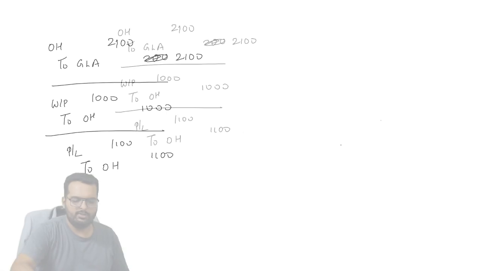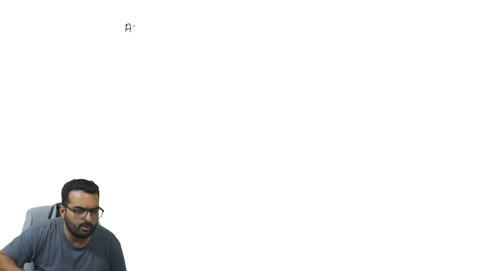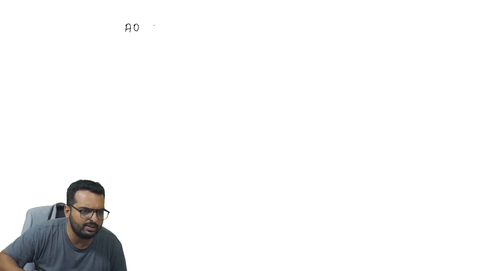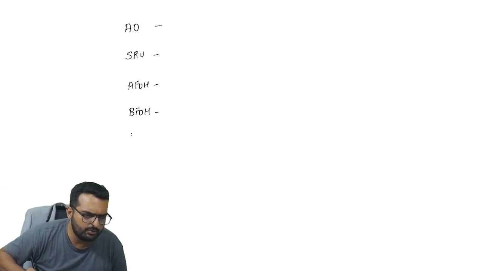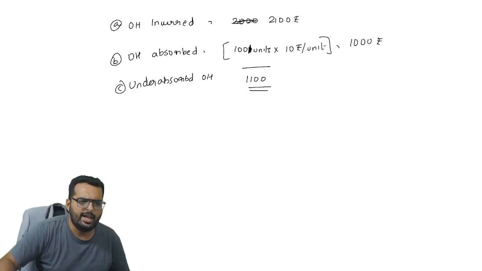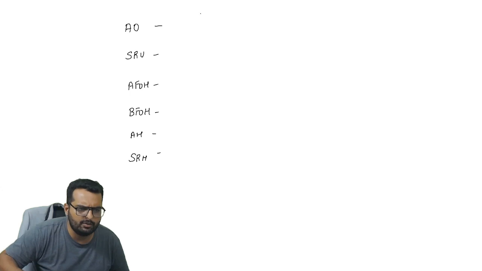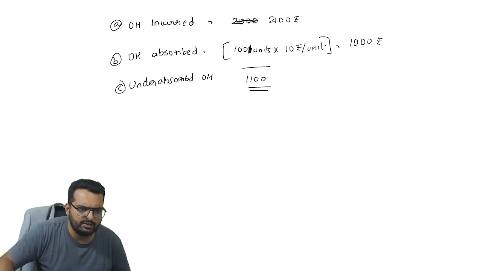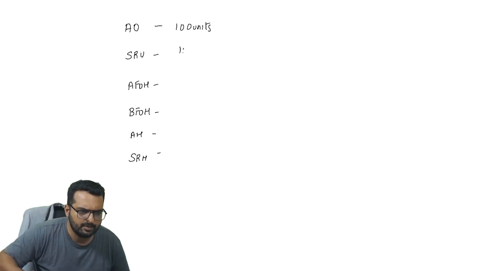All right. So, friends, once you are done writing this, I will now show you in the form of this thing. For fixed overhead variance, we have to find out AO, SRU, AFOH, BFOH, AH, SRH. So many things we have to find out. AO means actual output. Everyone tell me how much is the actual output in our case. 100 units. And what was the standard rate per unit? I think it was 10 rupees per unit.